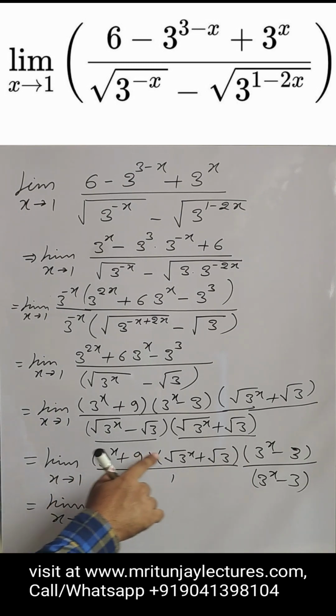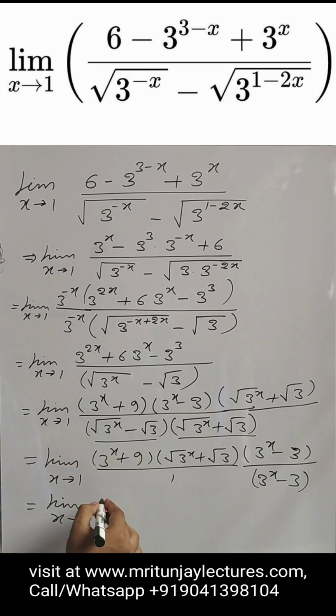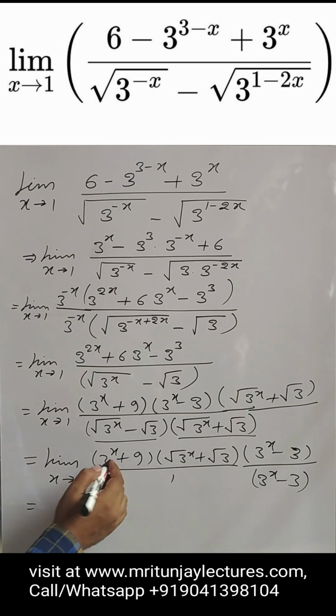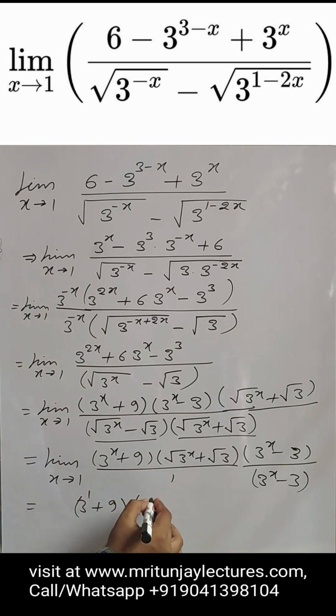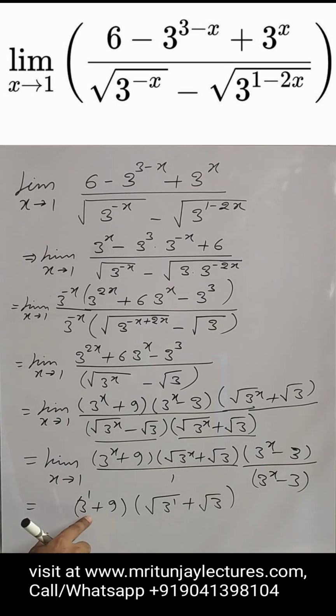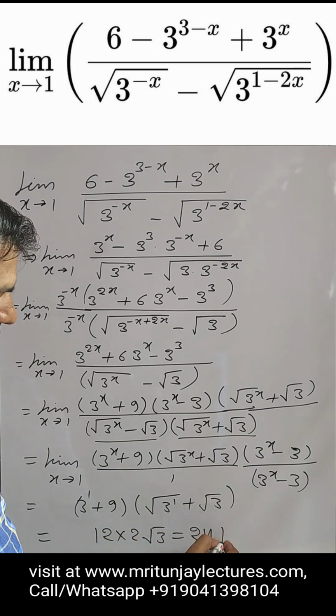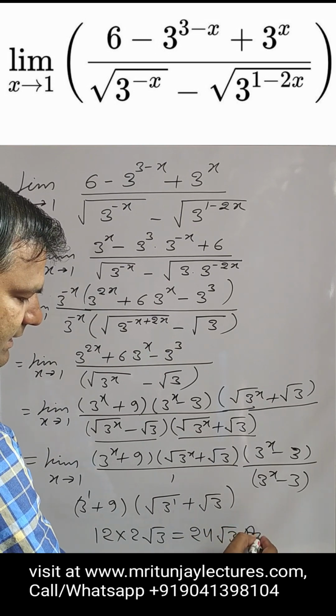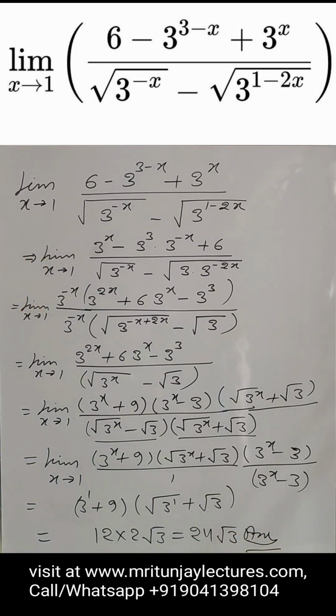If we put this value x equal to 1 directly, then we get 3 to power 1 plus 9 into root 3 to power 1 plus root 3. So 3 plus 9, that is 12. 12 into, that is 2 root 3. So finally 24 root 3 is the right answer. If any doubt, then comment it. I will discuss again. Okay, make it.